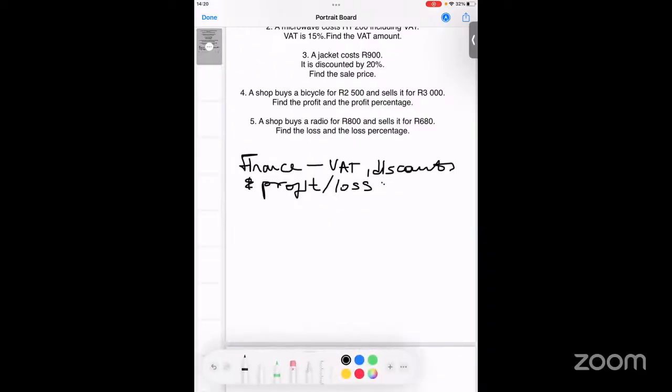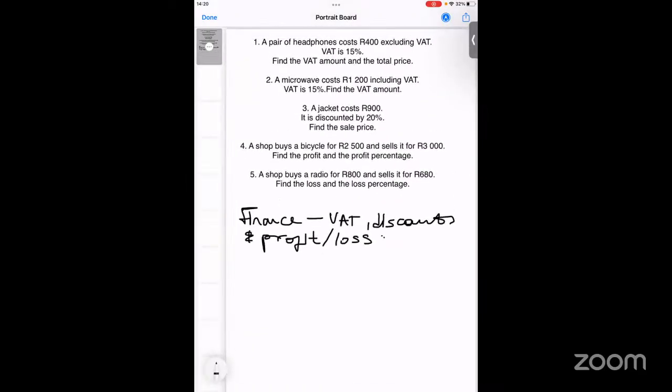Okay, the second calculation, let's see. Now they say a microwave costs 1,200 including VAT, whereby again VAT is 15%. Now they say find the VAT amount. Don't fall in the trap of making a mistake when it comes to this one. It could be tricky, but I would like for you to just be aware of something.